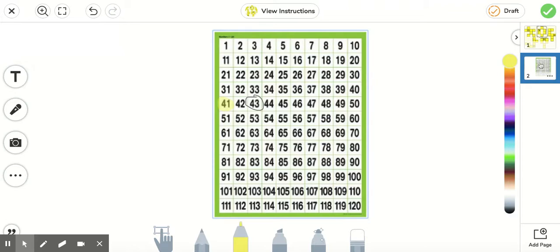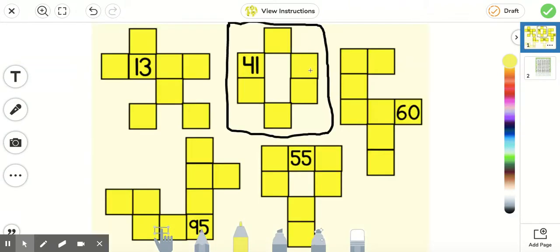So I'm going to go back to my puzzle. And right here, I'm going to write 43. All right, because this would be 41, 42, 43.